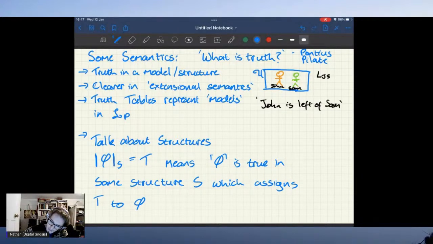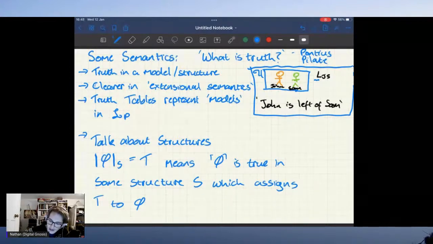So if we look over to the top right, what I've drawn in this box here, which is very lovely, is this U, which means this is our universe of discourse. And we've got two persons here, John and Sam. John is orange, Sam is green. And then we've got this relation, to the left of, between John and Sam. And we can see that that's true. We might say in natural language, John is left of Sam.